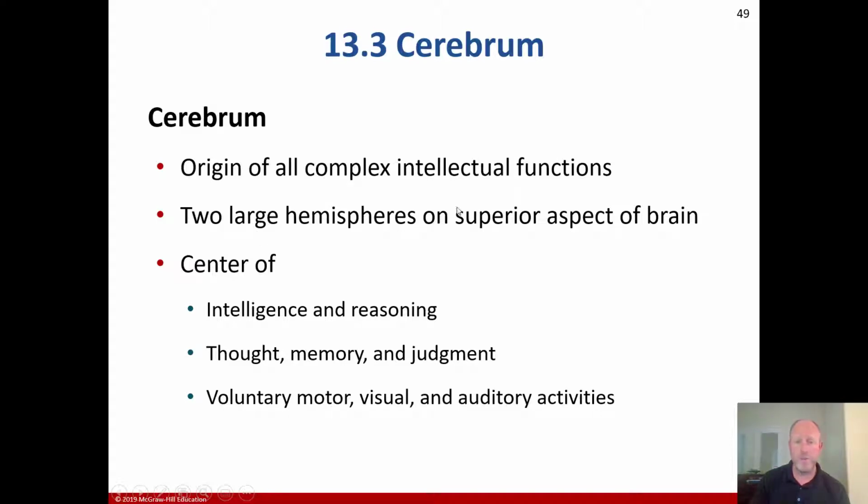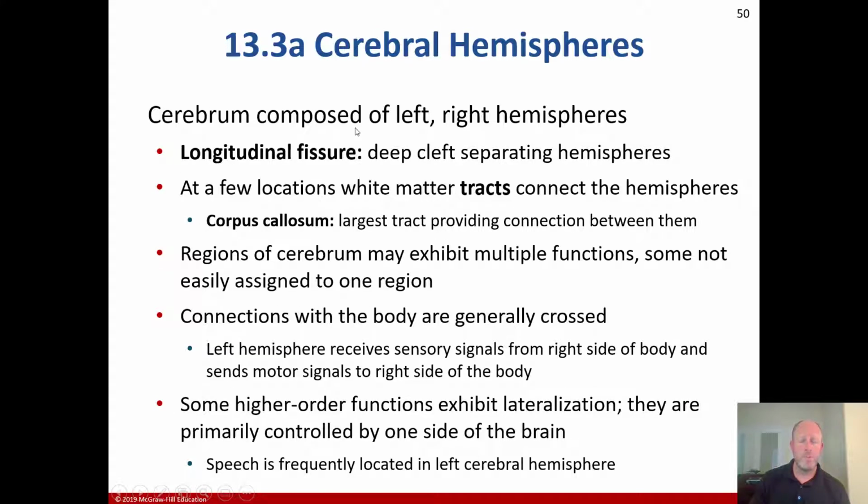There are 2 large hemispheres on the superior aspect of the brain. It's the center of intelligence and reasoning, thought, memory, judgment, voluntary motor, visual, and auditory activities. So the cerebrum is composed of left and right hemispheres. The longitudinal fissure is the deep cleft separating the hemispheres. At a few locations, white matter tracts connect the hemispheres. The corpus callosum is the largest tract, providing connection between them.